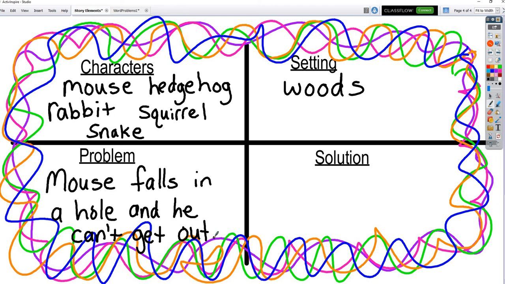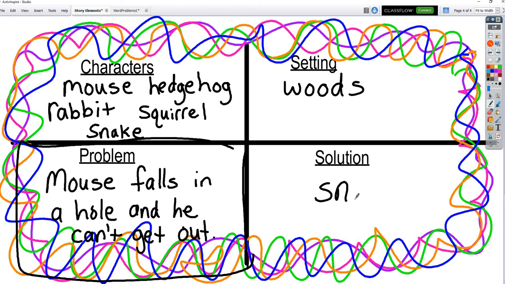Okay, so if he was in the hole and he couldn't get out, how did it get fixed? How did it get better? Yeah, I remember that now, yeah. Now, you have to be really careful. If you notice, like in the problem part, I wrote a whole sentence, a nice, complete sentence. I can't just write Snake over here. Because I know it was Snake that rescued him. Snake helped.